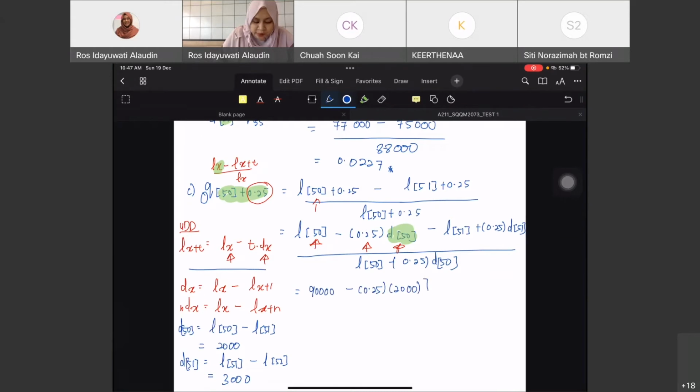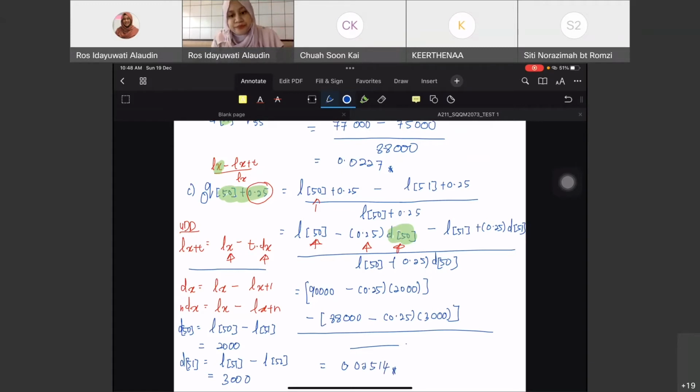So you plug in all the values. So L51 is 88,000, over blah blah blah, and you will get 0.02514. Okay, so do you have any problem so far?